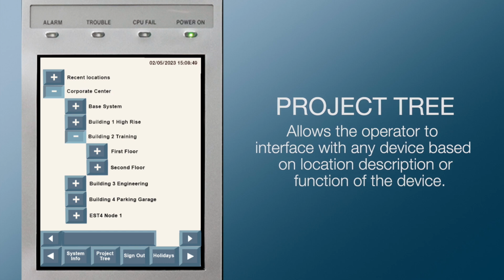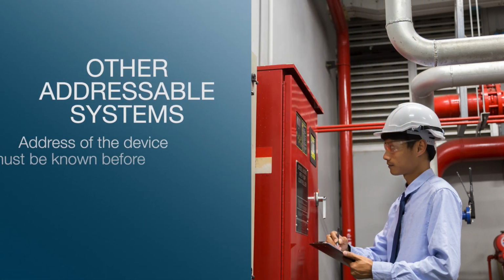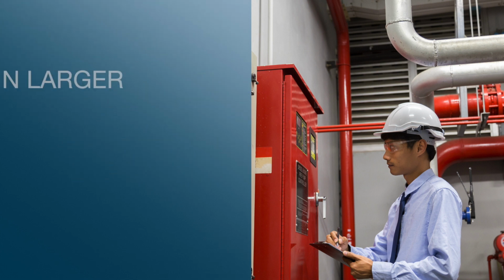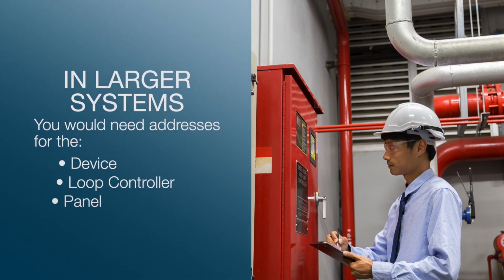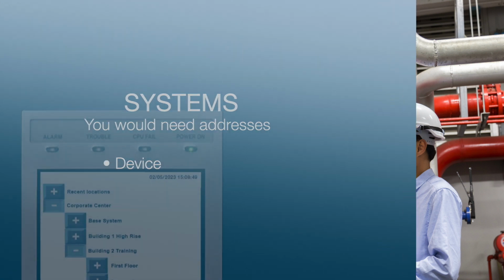It's completely customizable. To manage a device on any other addressable system, the address of that device in the system must be known before touching the panel. In larger systems, this means getting the device address, the address of the loop controller to which that device is connected, and the panel address where the loop controller is installed. These must all be determined before anything can be done in this system.